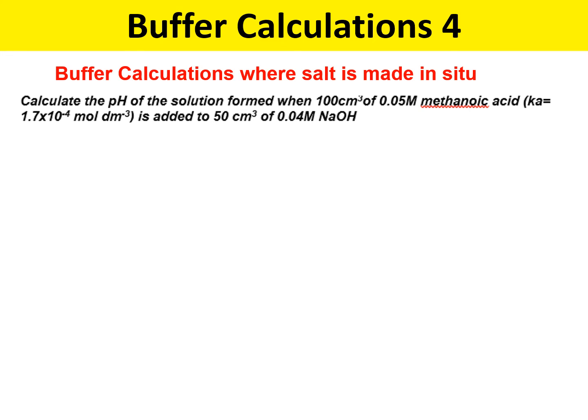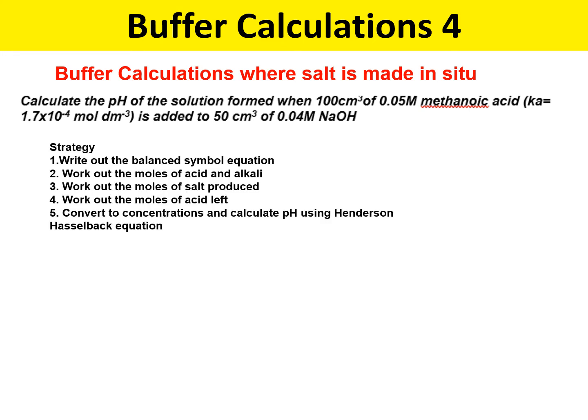To carry out this calculation, we will first have to write out the balanced simple equation for the reaction of methanoic acid with sodium hydroxide. Then we'll need to work out our moles of acid and alkali. This will give us the moles of salt produced, and we can work out the moles of acid left. At that point, we can convert to concentrations and calculate the pH using the Henderson-Hasselbalch equation.